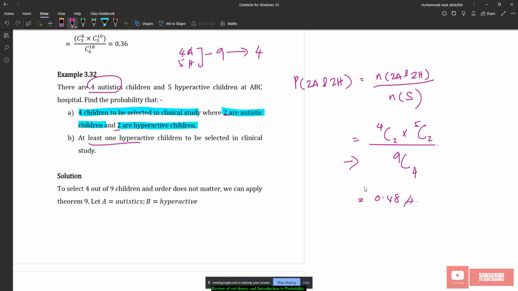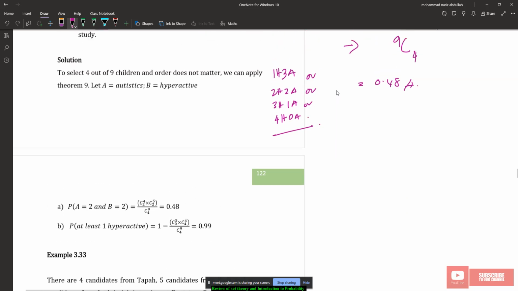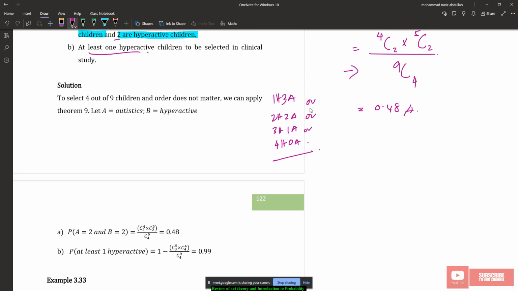Right? And now, at least one hyperactive child is selected in the clinical study. At least one means one hyperactive and 3 autistic, or 2 hyperactive and 2 autistic, or 3 hyperactive and 1 autistic, or 4 hyperactive and 0 autistic. So you need to find this number, divide by 9 choose 4, and you will get the probability of at least one hyperactive. This is the naive way. If you don't know the shortcut, you can do this one.